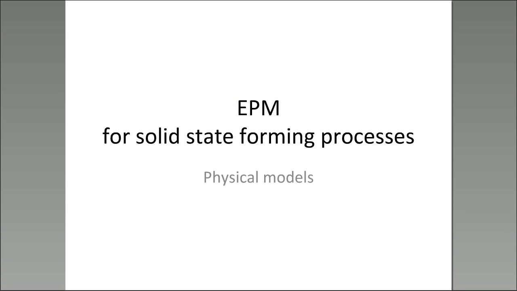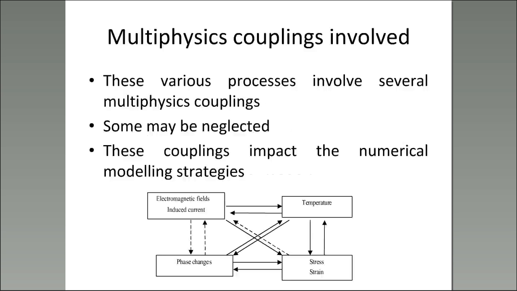So now I'm going to say a few words about the physical models which we use for solid-state forming processes. In those processes, one specificity is that you have different kinds of multiphysics couplings which are involved. Of course, some may be neglected, others not. If you have a look at the different physics which appear on the display, you have, of course, electromagnetism with EM fields and induced currents. You have temperature because, of course, you have a heat transfer problem.